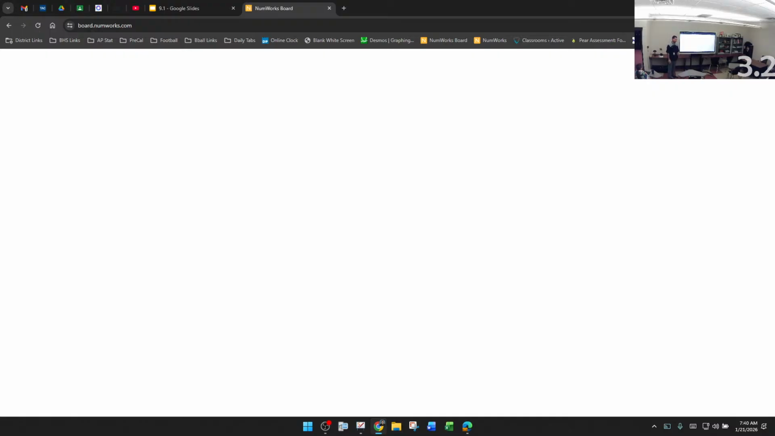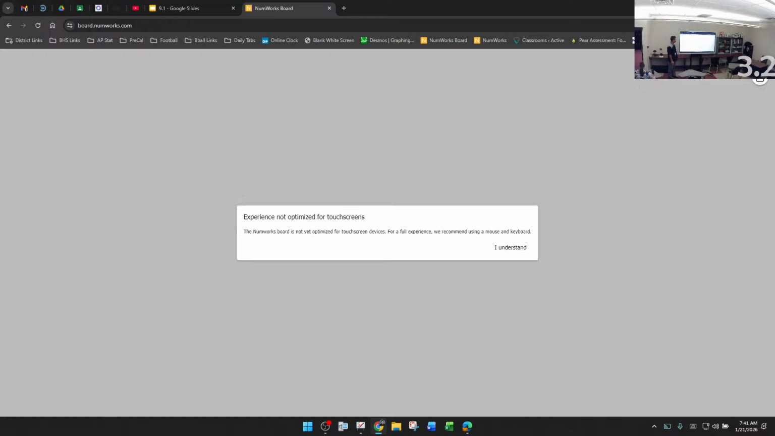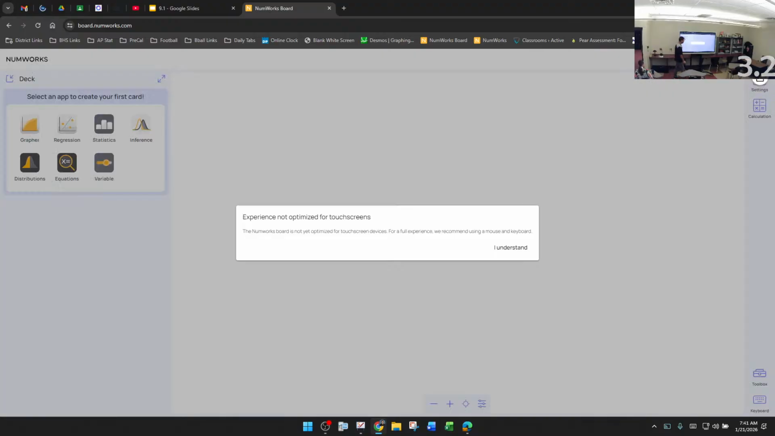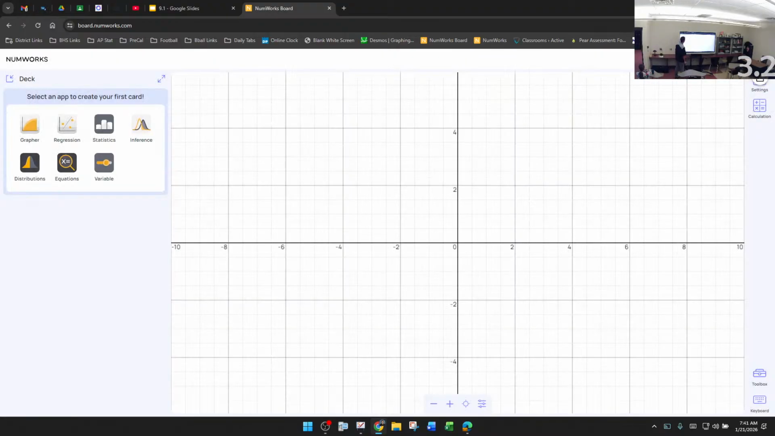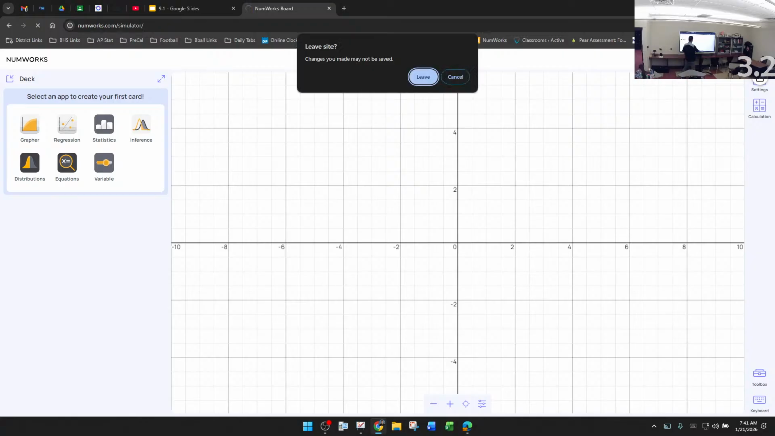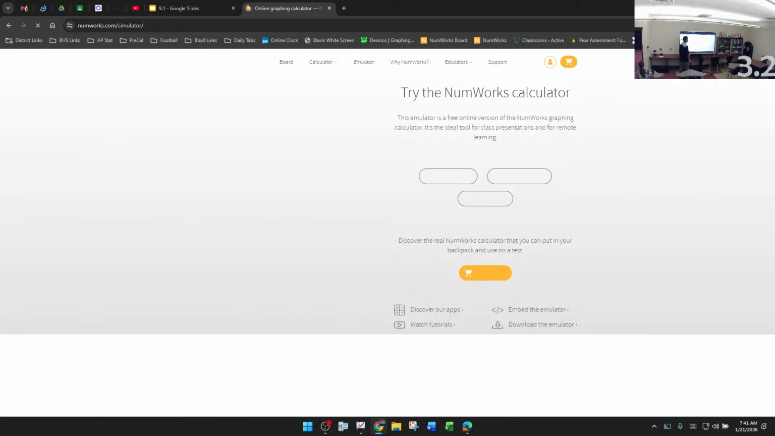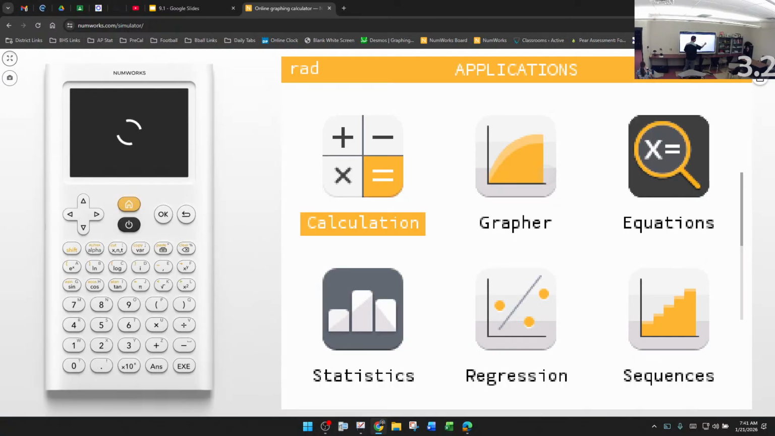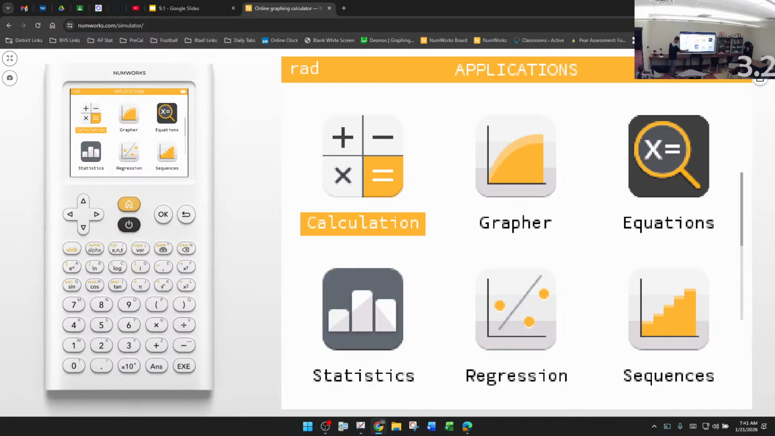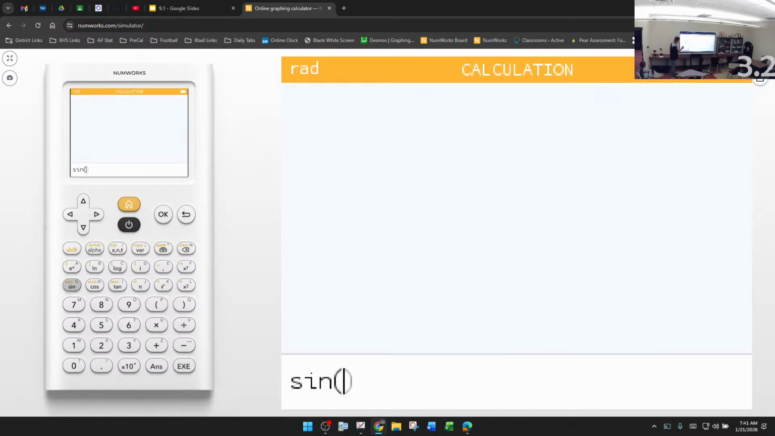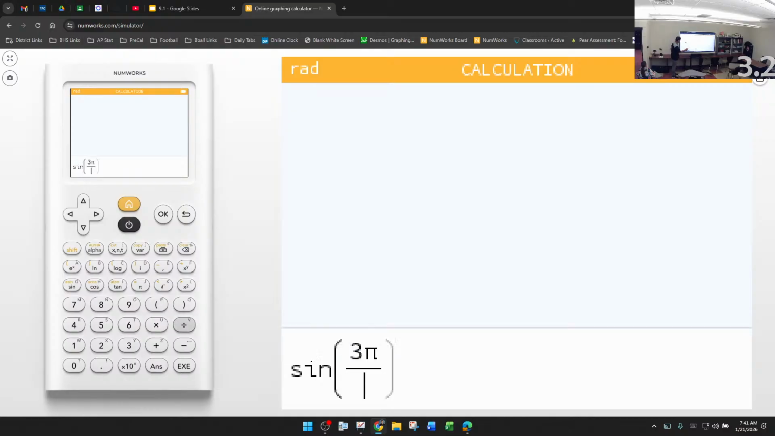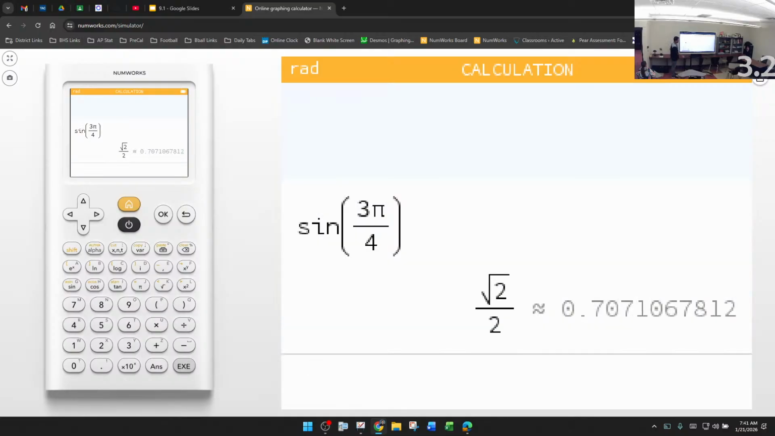I think my calculator does square root of 2 over 2, though, now that I think about it. Experience not optimized. Okay, whatever. I understand. Oh, that's not what I want. Leave. Oh, this is what I want. Sine of 3 pi over 4. Yeah, mine does square root of 2 over 2. TI does not. I don't think Desmos does. But it might. I don't know.